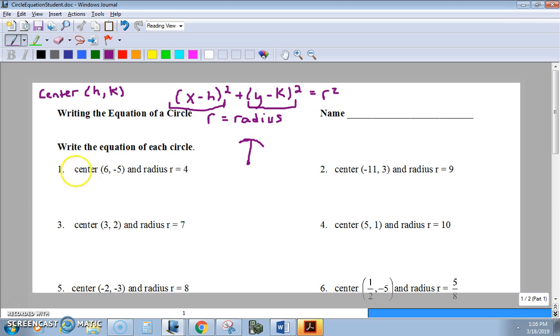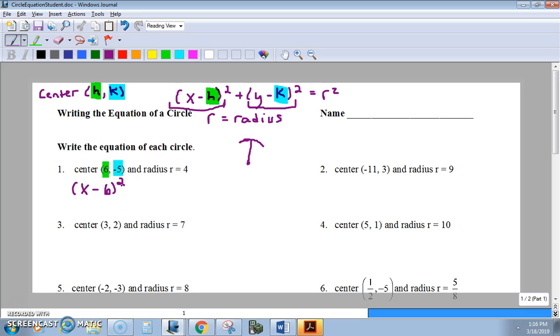Now, so for this first one, if our center is 6 and negative 5, right, our 6 is our h, and our negative 5 is our k, right? So here, here, here, here. So we know where to put them in our equation. So our equation is going to be x minus 6 squared.